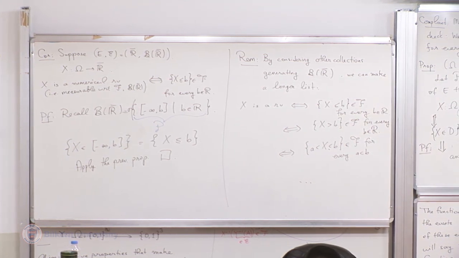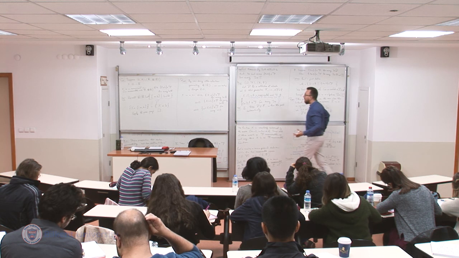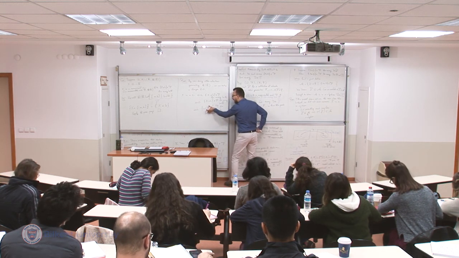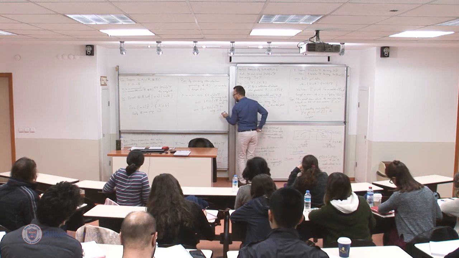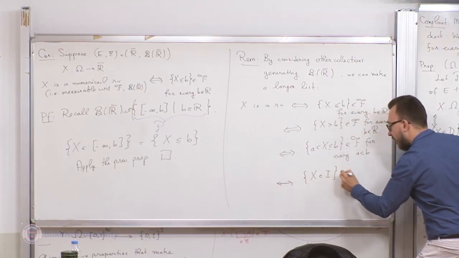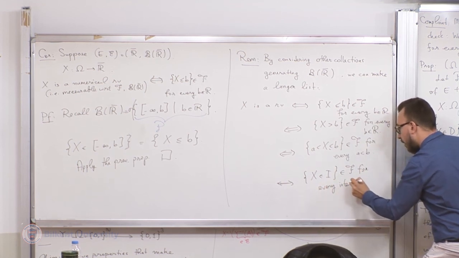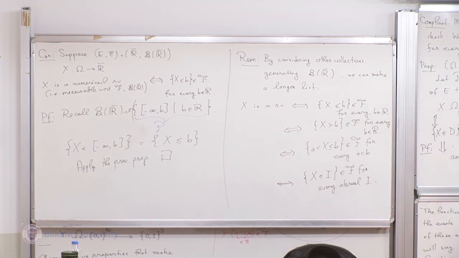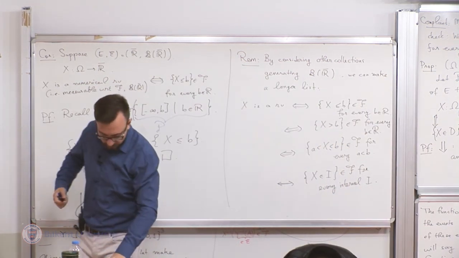Just take any collection that generates the Borel sigma algebra, and it is enough to check that events of X being in that kind of an interval are measurable sets. Let me write it this way: {X in I} is in F for every interval I. Because intervals, open ones, half open, half closed ones, all types of intervals, they all generate the Borel sigma algebra on the real line.